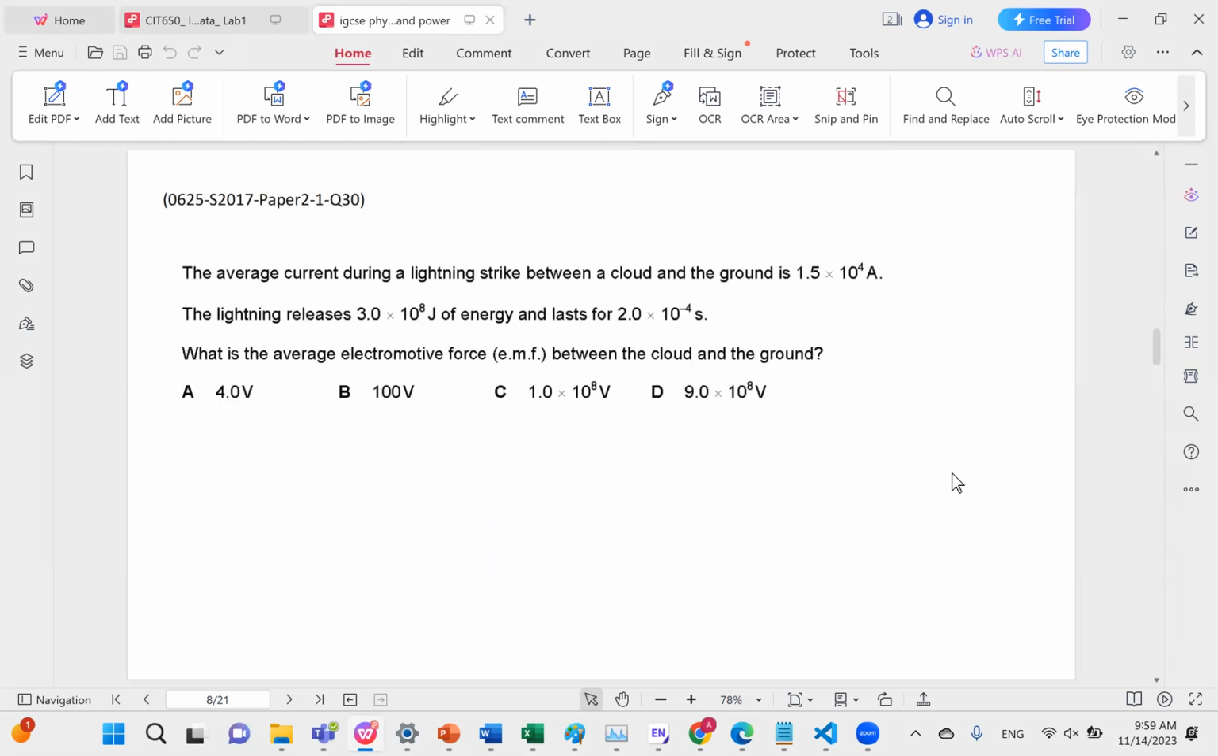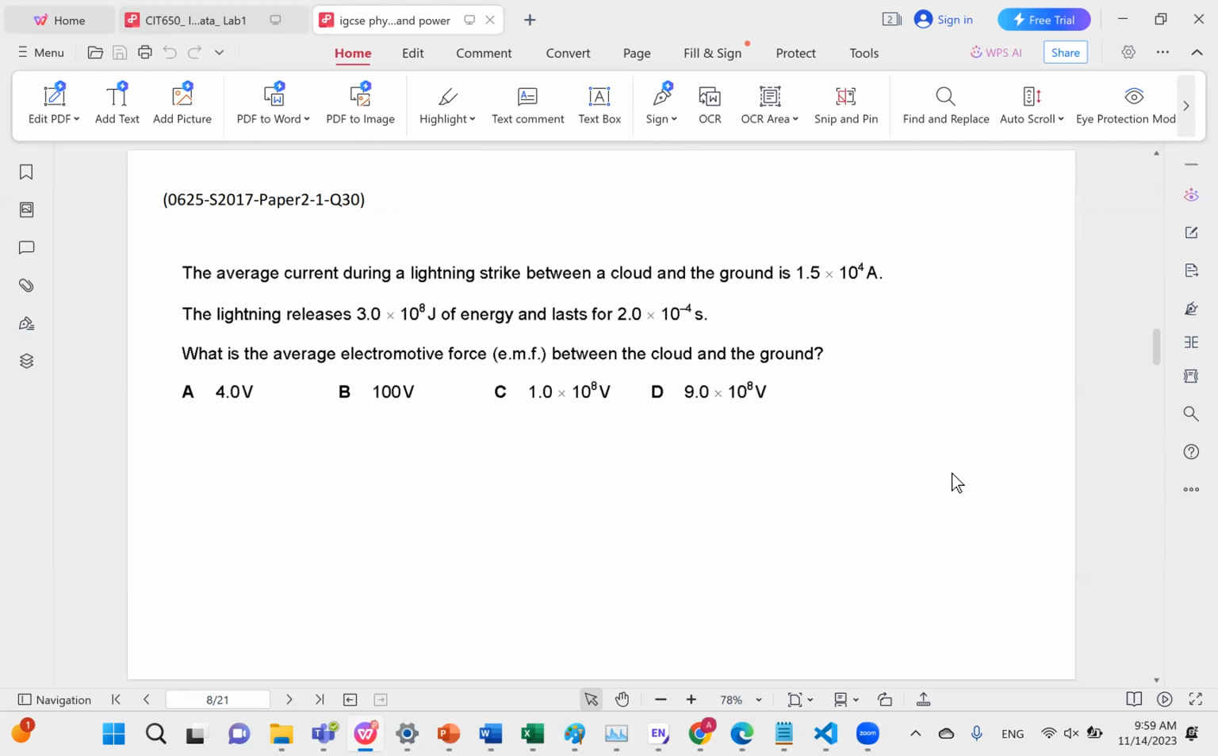The average current during a lightning strike between a cloud and the ground is 1.5 times 10 to the power of 4 amperes. The lightning releases 3 times 10 to the power of 8 joules of energy and lasts for 2 times 10 to the power of negative 4 seconds. What is the average electromotive force between the cloud and the ground?